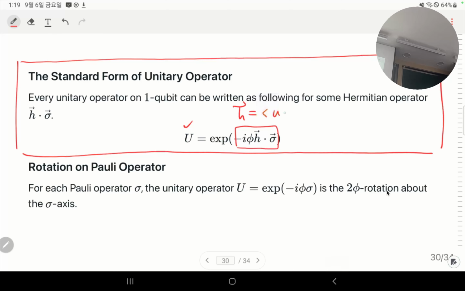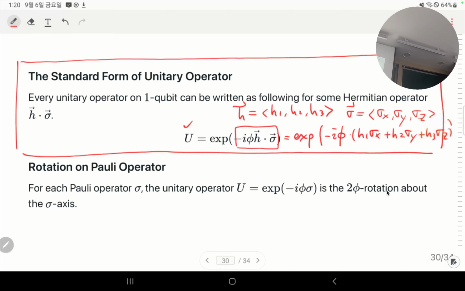We can say it's h1, h2, h3. And here, sigma is the vector of three Pauli operators, sigma x, sigma y, sigma z. Just consider this symbolically. If you have two three-dimensional vectors and take the inner product between them, you simply multiply component-wise and add them together, right? So what this means is you're taking the exponential of minus i times phi, where phi is just a real number representing an angle, multiplied by h1 sigma x plus h2 sigma y plus h3 sigma z. So here we have a 2x2 matrix as a linear combination of Pauli matrices, and you multiply by some constant and take the exponential.